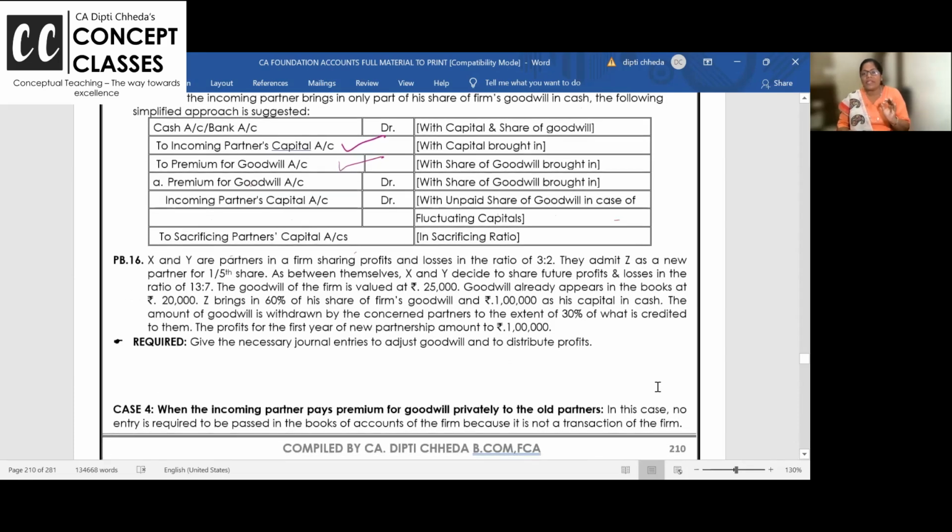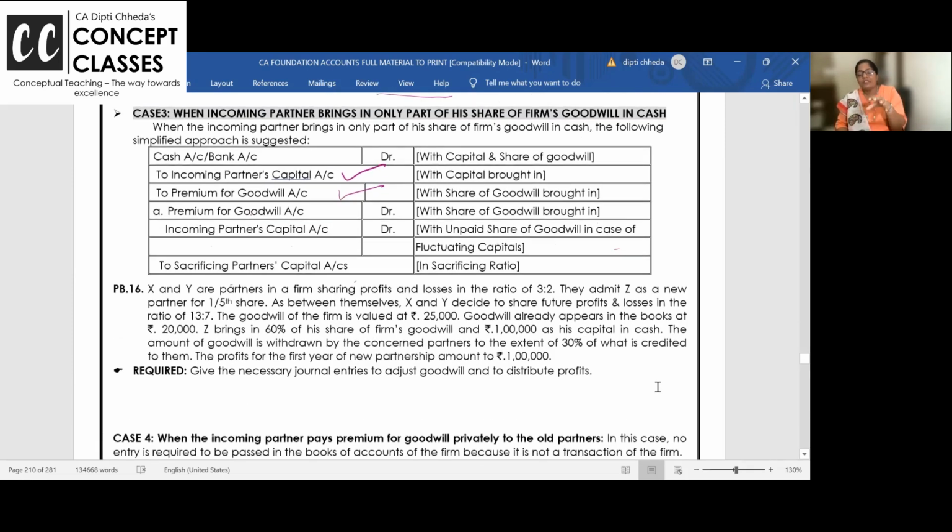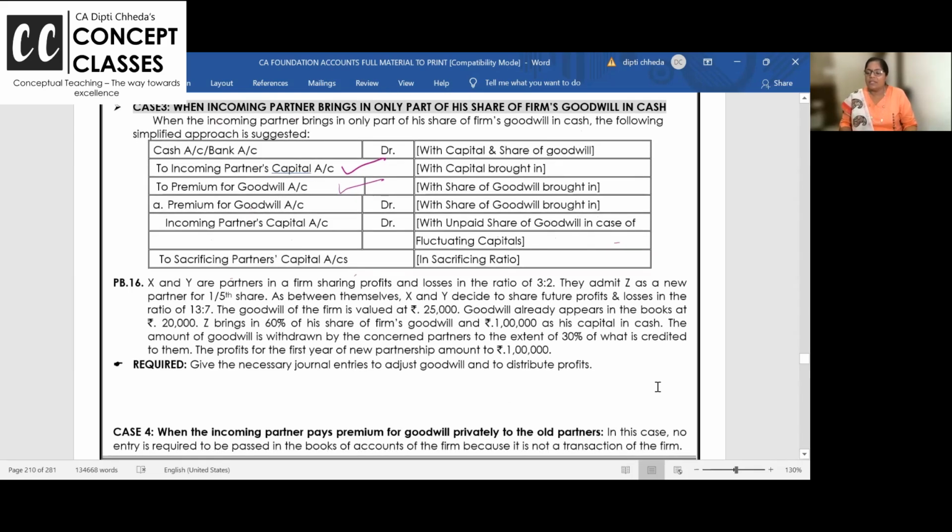This is a beautiful case. Part of the premium for goodwill is got in cash. Just now we completed the Modi Todi problem. Premium for goodwill is 20,000. Suppose he's getting 10,000 and 10,000 he's not getting. So for the remaining 10,000, his capital account should be debited. It is that logical. If you understand this, it will be really nice. Okay? Let us take up this 16th question now in class.